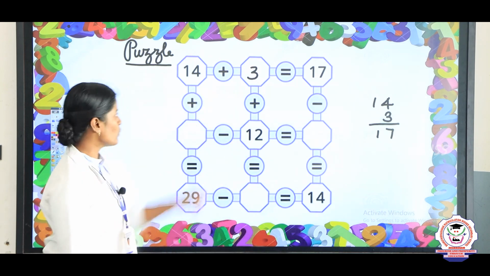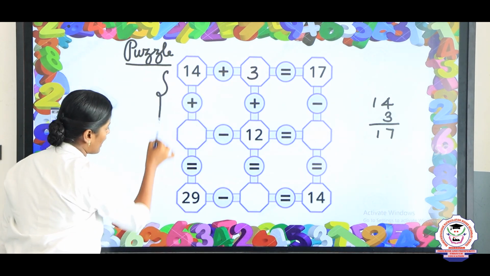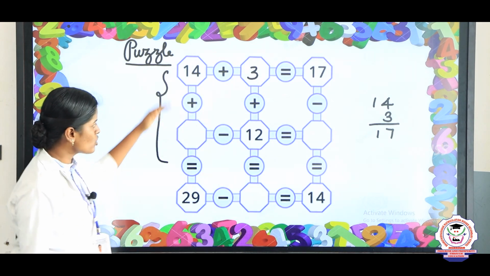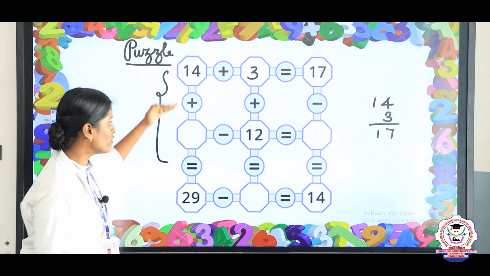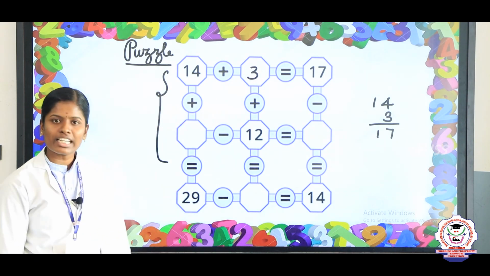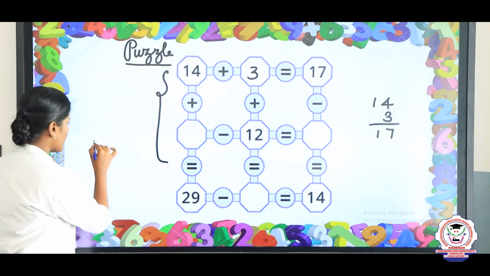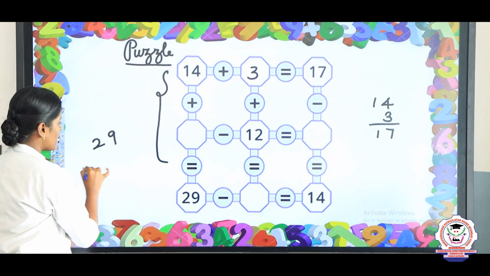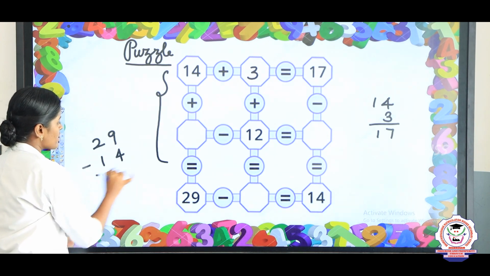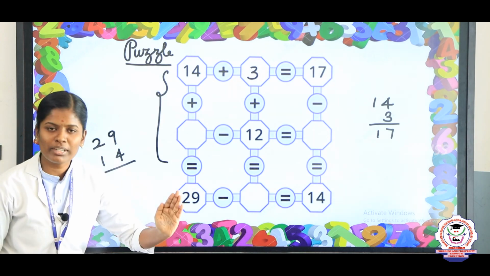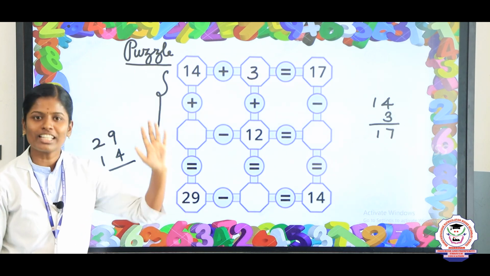Okay. So here you listen. 14 and then one number. What number should be added to 14 to get the sum 29? Simply you subtract, you get the answer. Take 29 and then minus 14. Minus 14. So what is the answer? 9 minus 4, the answer is 5.